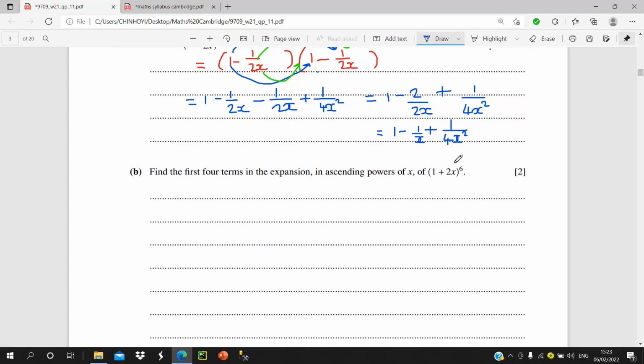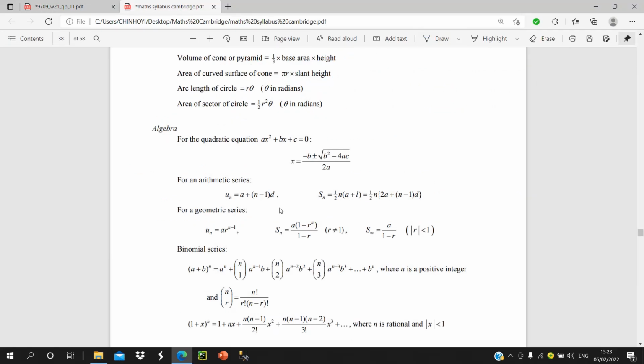Then on B they are saying find the first 4 terms of this expansion. Right, in this case we are now using the binomial expansion of positive integers. This is the binomial expansion we are going to use.